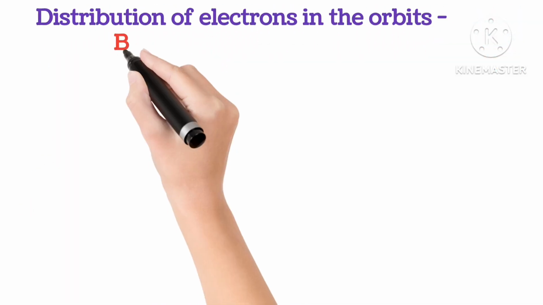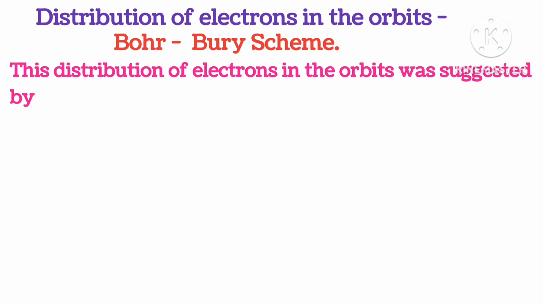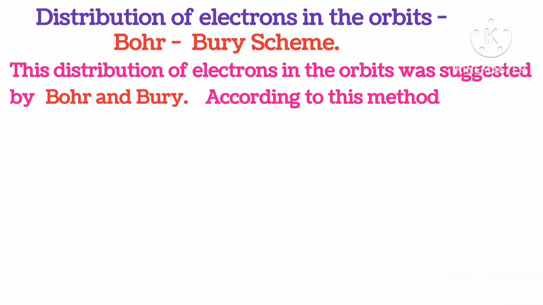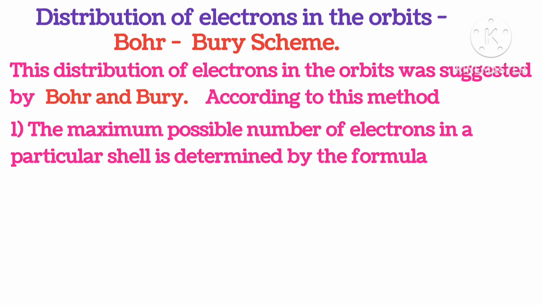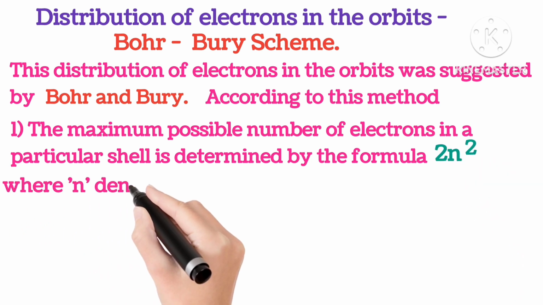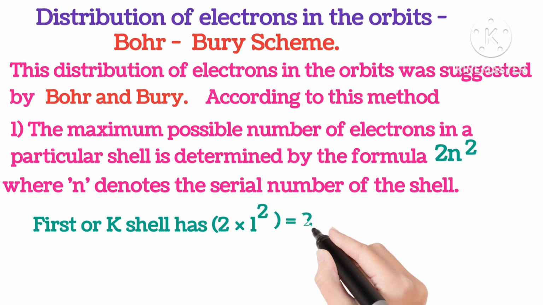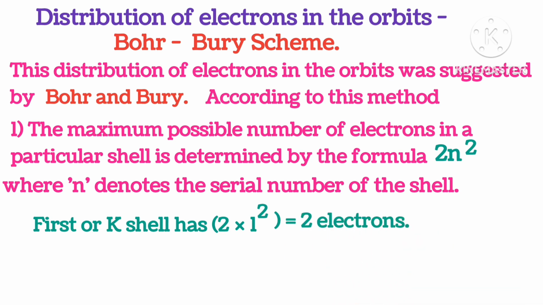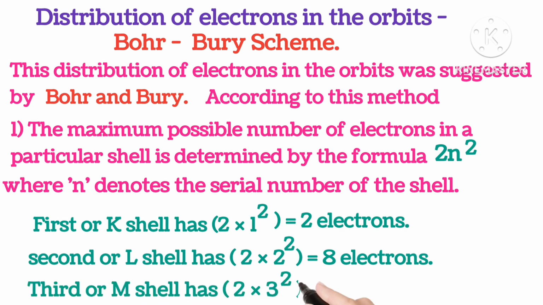Distribution of electrons in the orbit. Bohr-Bury scheme. This distribution of electrons in the orbit was suggested by Bohr and Bury. According to this method, the maximum possible number of electrons in a particular shell is determined by the formula 2n square, where n denotes the serial number of the shell. First, or the K shell, where n is 1, has 2 electrons. Second, or L shell, where n is 2, has 8 electrons. The third, or M shell, where n is 3, has 18 electrons, and so on.